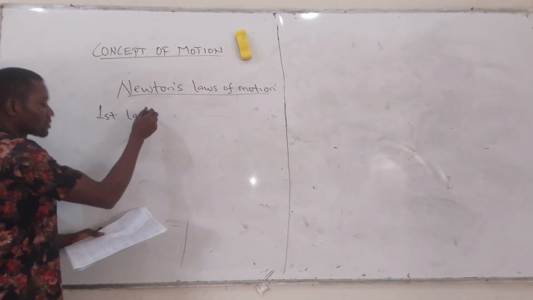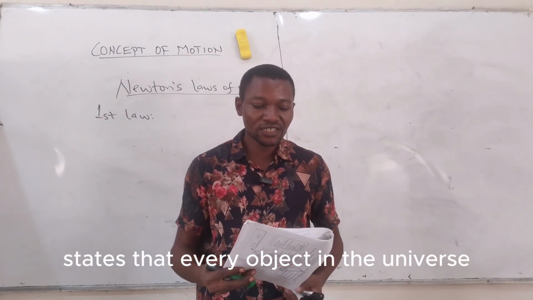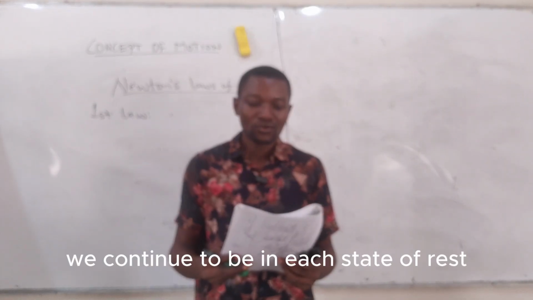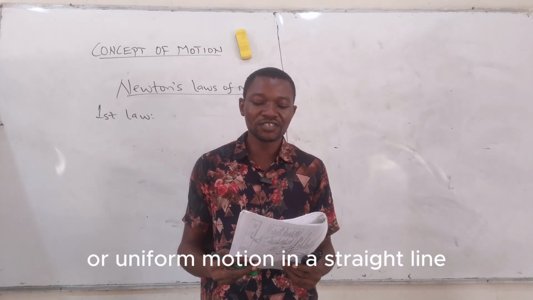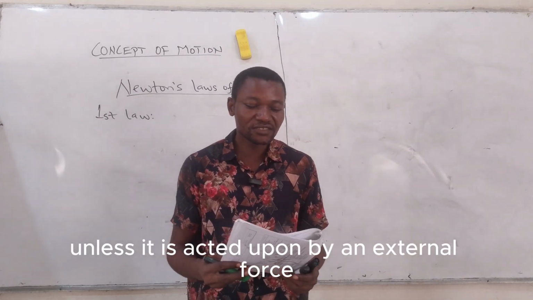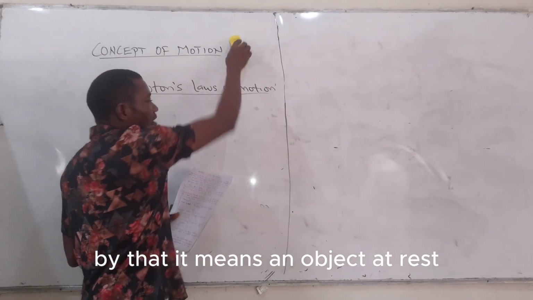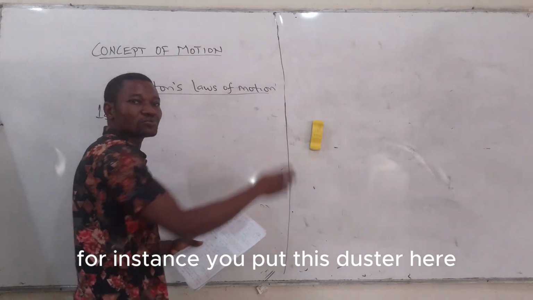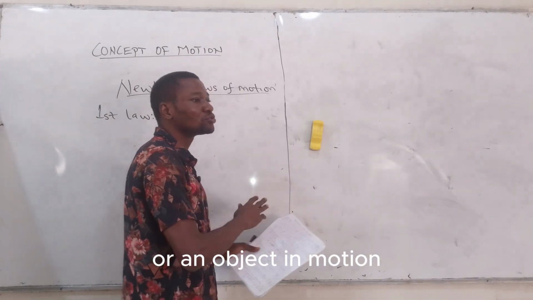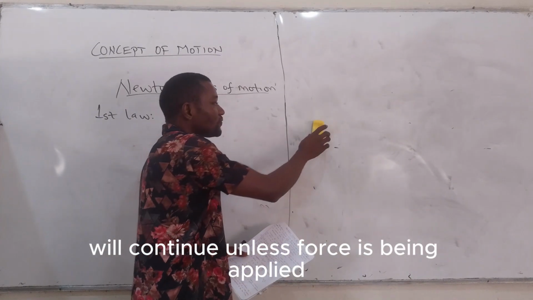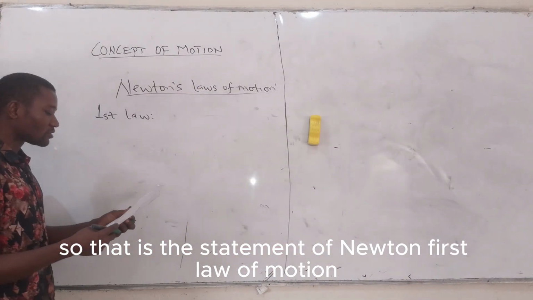First law. Newton's first law of motion states that every object in the universe will continue to be in its state of rest or uniform motion in a straight line unless it is acted upon by an external force. By that, it means an object at rest, for instance, if you put this duster here, it is supposed to remain here forever. Or an object in motion will continue unless force is applied. So that is the statement of Newton's first law of motion.